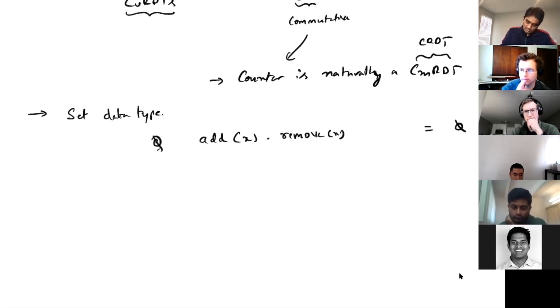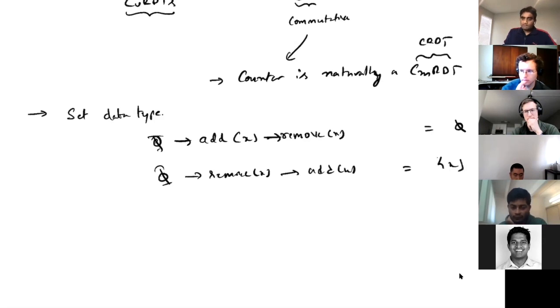So empty set, you add and then remove, so you get an empty set back. But you change the order of operations. You try to remove x, which did not really exist in the set. Then add x, and you get a set of x back. So operations are not commutative. So your set is not straightforwardly a CmRDT.